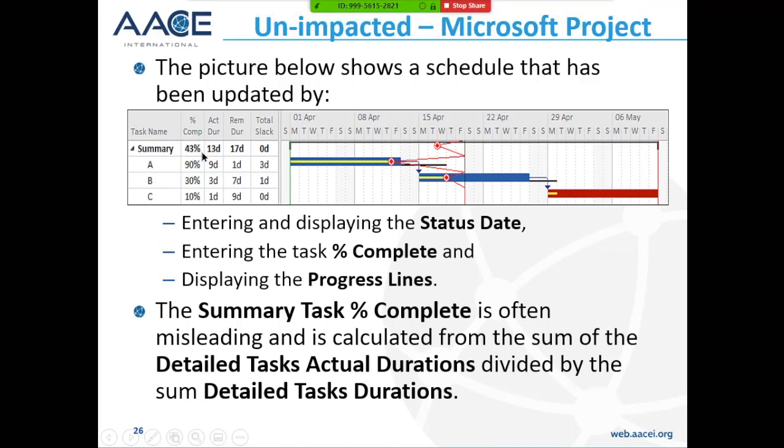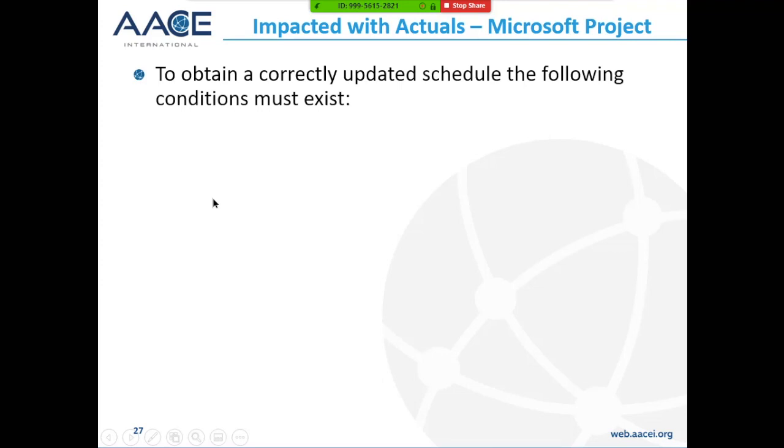So if you have 20 milestones underneath the summary activity, after you've punched 100% complete against the first 19 milestones, you'll still have 0, and when you punch 100% against the last milestone, this will go to 100%. So it does get very misleading, the summary percent complete in Microsoft Project. To obtain a correctly updated schedule, the following conditions.